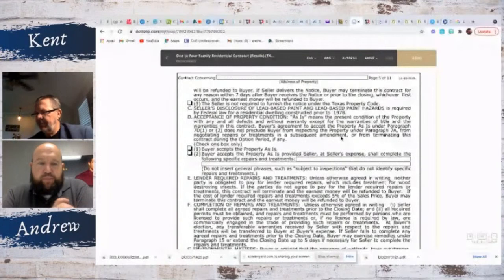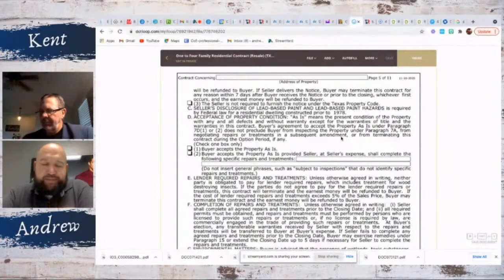Buyer accepts property as is, or buyer accepts property as is, provided seller at seller's expense shall complete the following specific repairs and treatments. It has to be specific. And this, guys, is where I see agents get in trouble all the time. I'm glad we're going over this a second time just to hammer it down, making sure you understand.